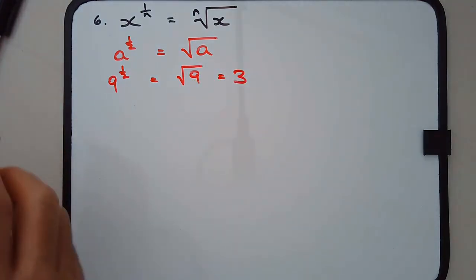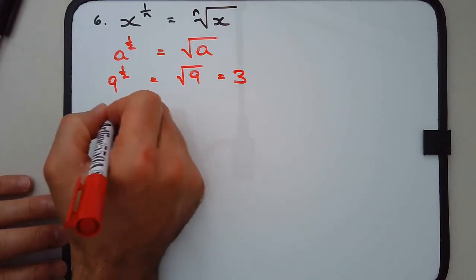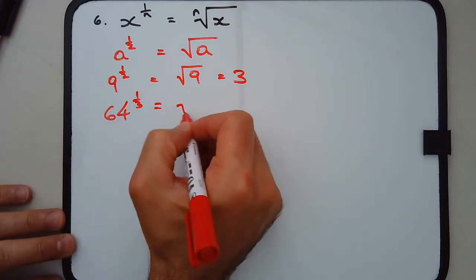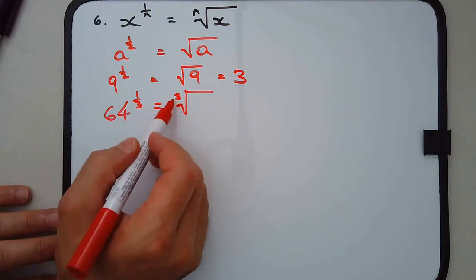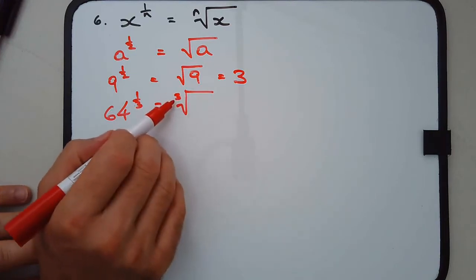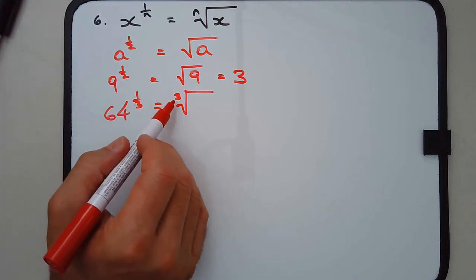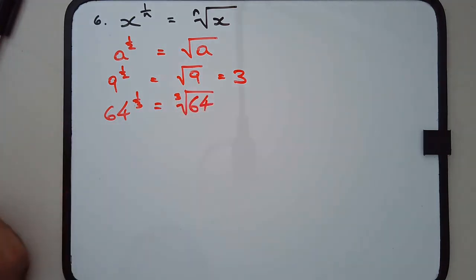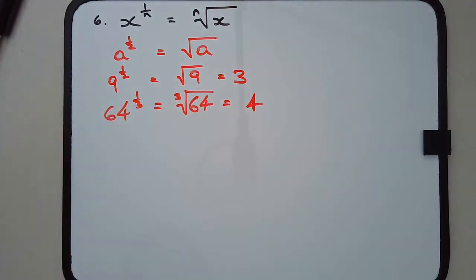Okay, let's say 64 to the power of 1/3 is just the cube root. So that 1/3 really means the cube root. The 3 is the value here of what root it is. So whether it's a square root or a cube root, that's really the cube root of 64, which of course is just 4. 4 times 4 times 4 will give you 64.